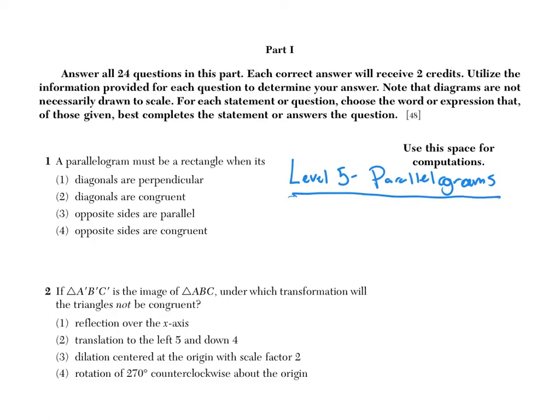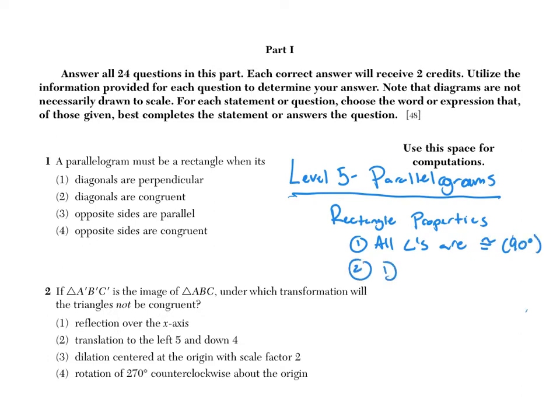All right, and this is asking us about rectangle properties. So what we should probably do is write down the properties of a rectangle here. So rectangle properties, let's put some notes down. Are 1, all angles are congruent, and another way to say that is they're all 90 degrees, and 2, the diagonals are congruent. Okay, so we just have to look for one of these properties to prove that it is a rectangle.